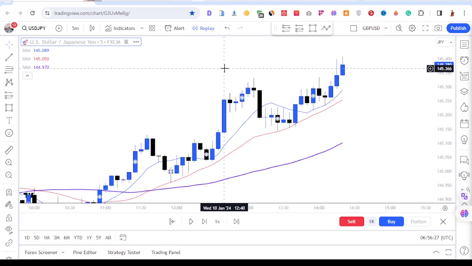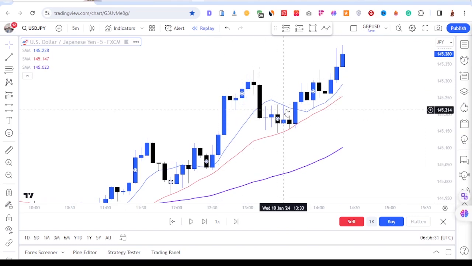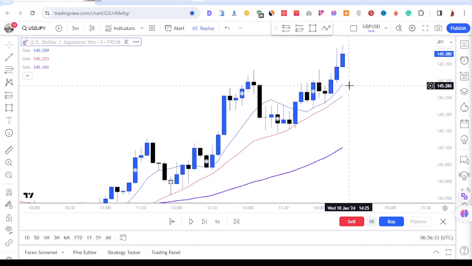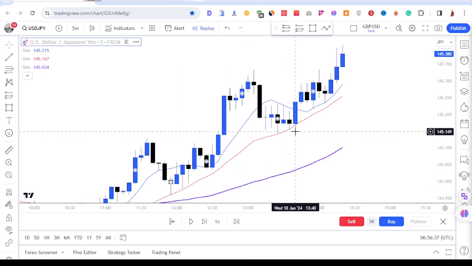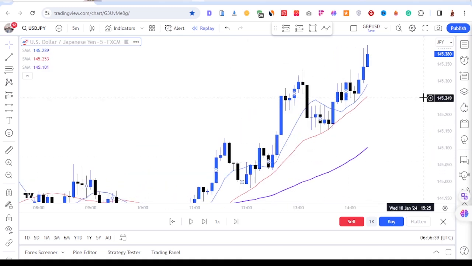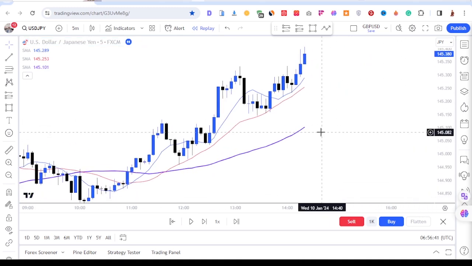So here on the charts we have 3 moving averages. The blue one right here is the 9-period moving average, the red one is the 21-period moving average, and the purple one is the 50-period moving average. These are the moving averages that I use on the strategy that I'm about to show you.